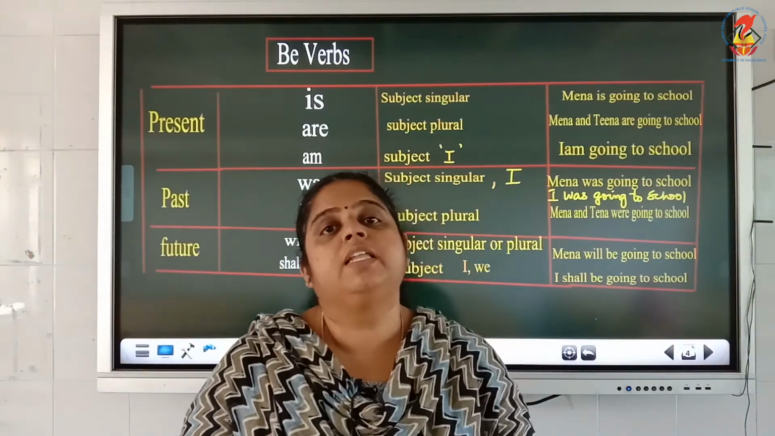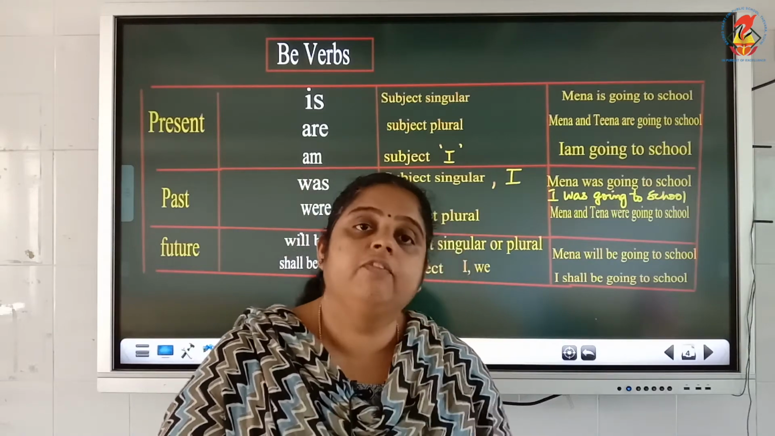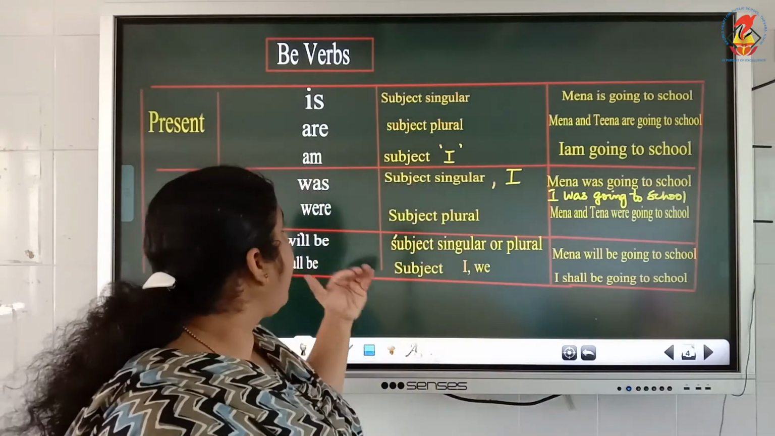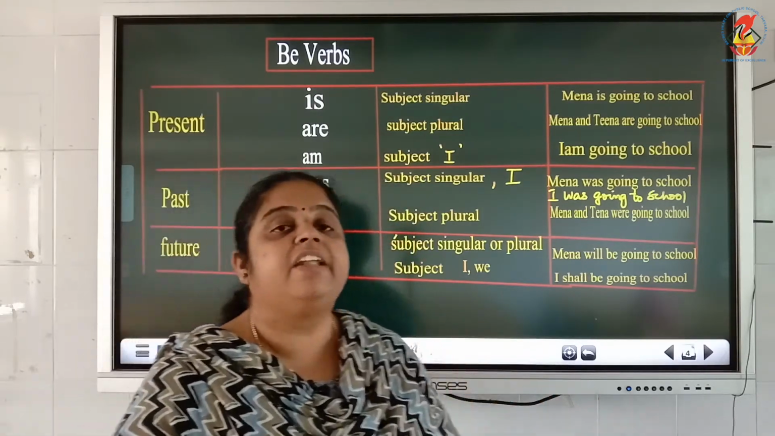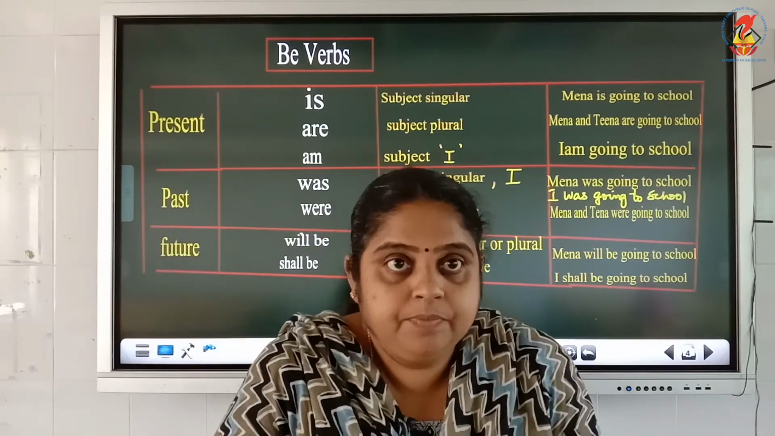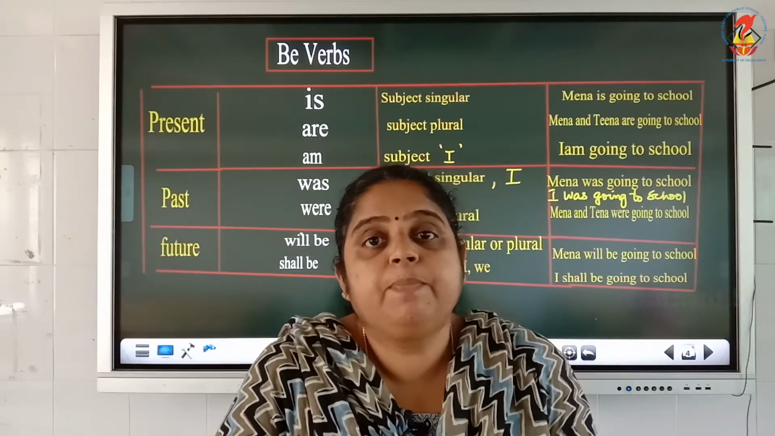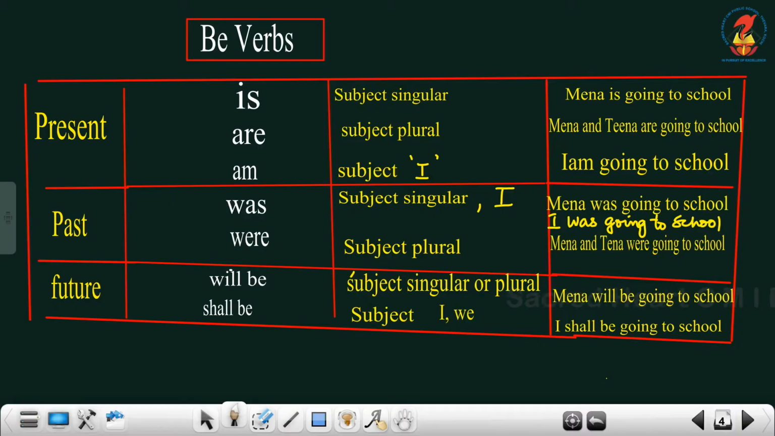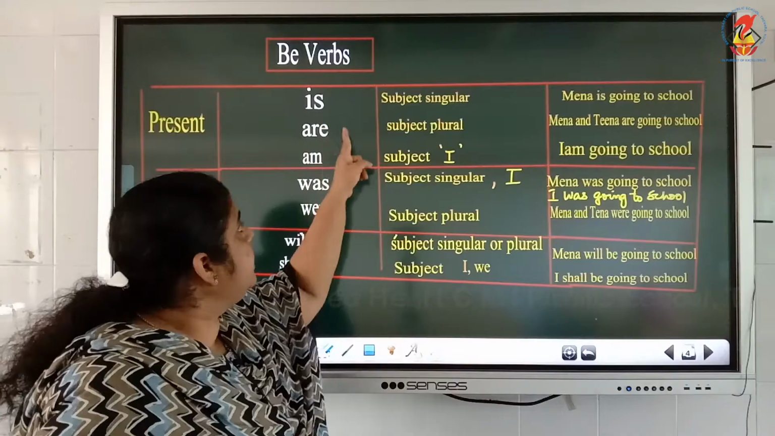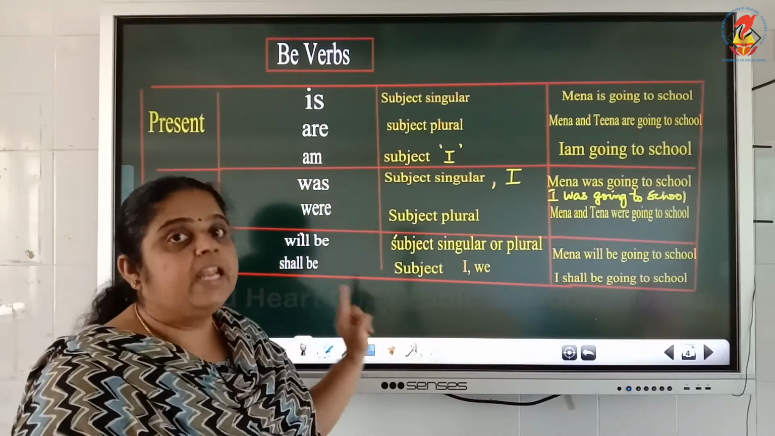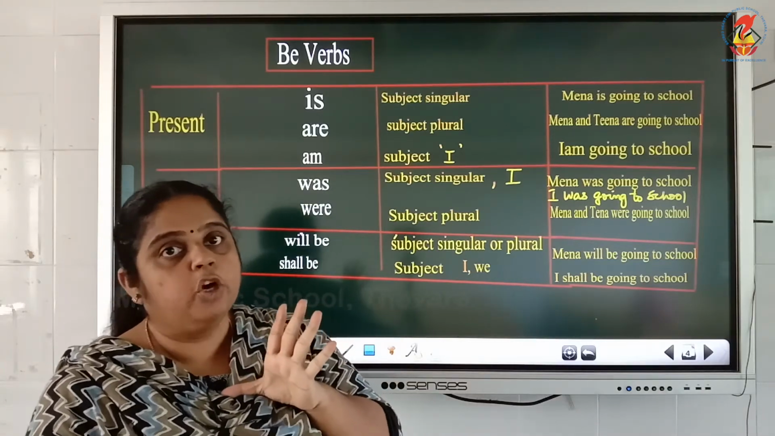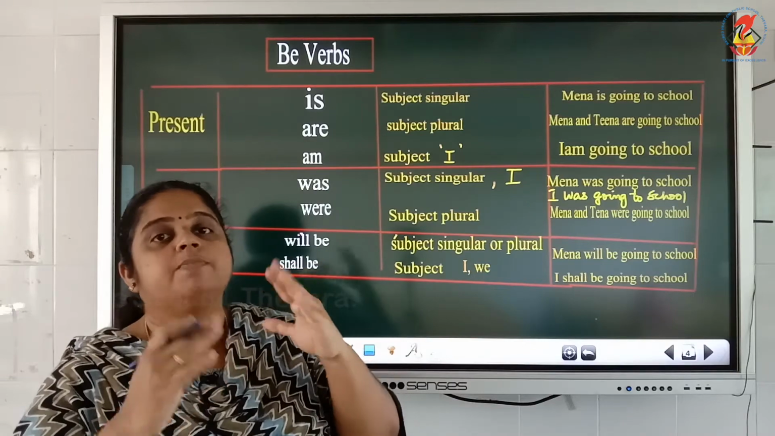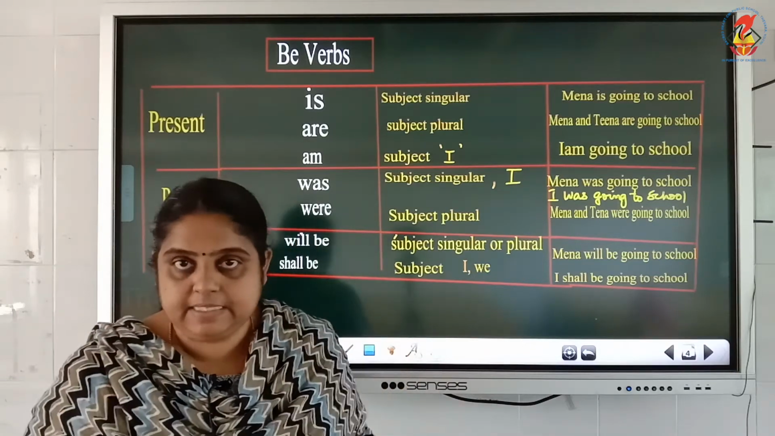Okay, instead of using the word be, we use these words is, are, am, was, were and will be, shall be in the different tenses. Okay, so what you have to do is, please learn the be verbs by heart. So whenever I ask you which are the be verbs, you should be thorough with that. That is is, are, am, was, were, will be and shall be are called the be verbs.